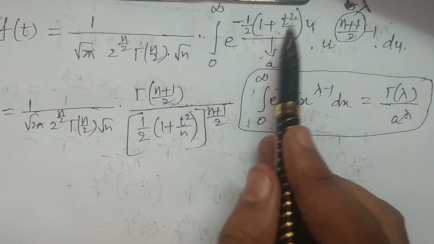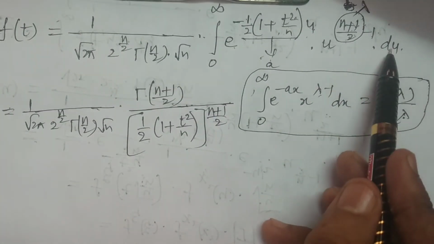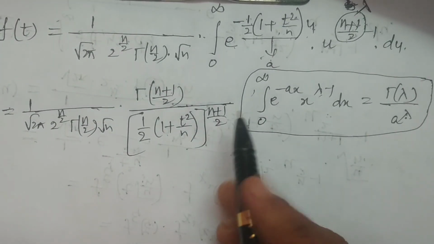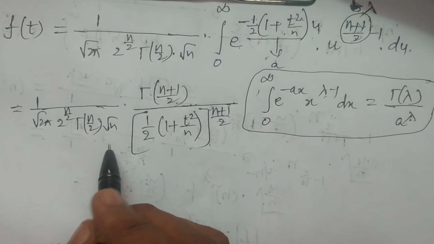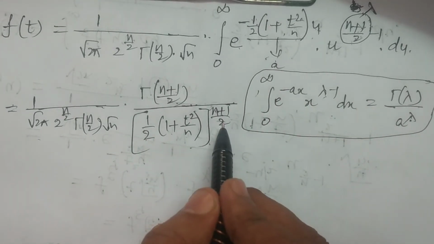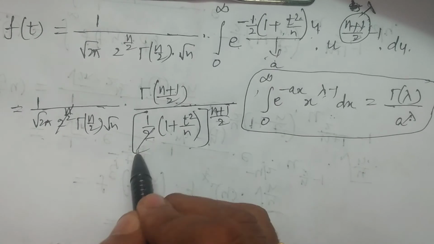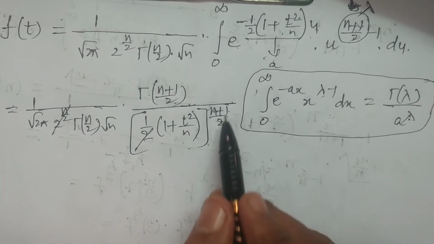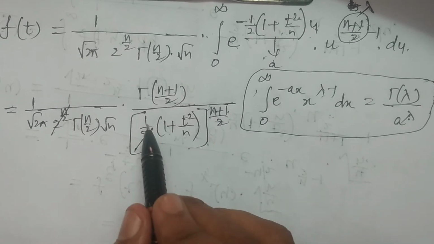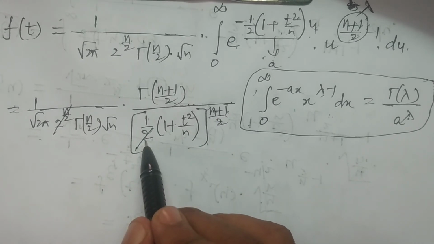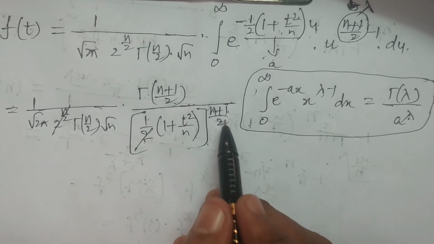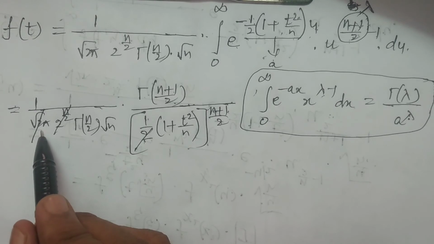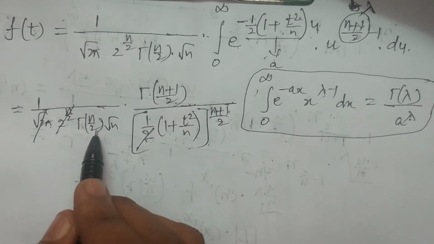The integral from 0 to infinity of e^(-ax) x^(lambda-1) dx can be expressed as gamma of lambda by a^lambda. Now you can see which terms are going to be cancelled. 2^(n/2) in the numerator and denominator is cancelled. 2^(1/2) is root 2, so root 2 also gets cancelled. Root pi here, gamma n by 2 here, root n here.